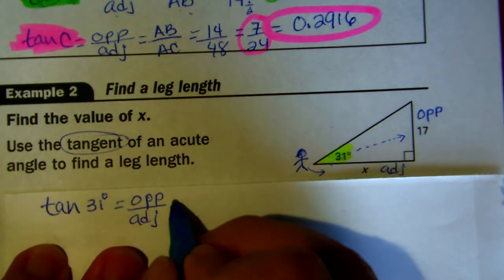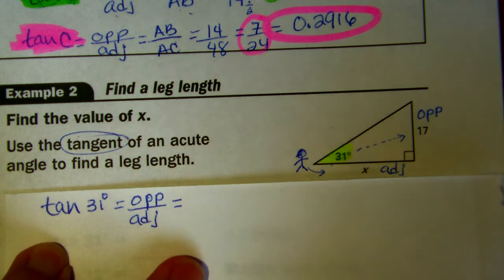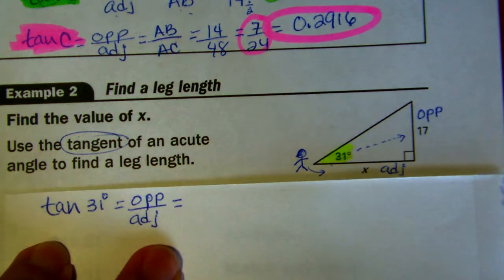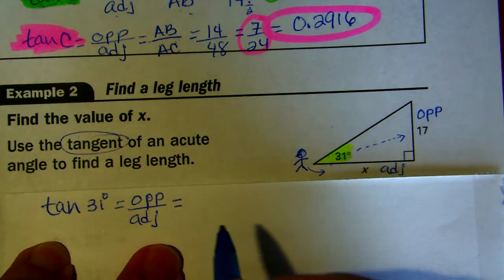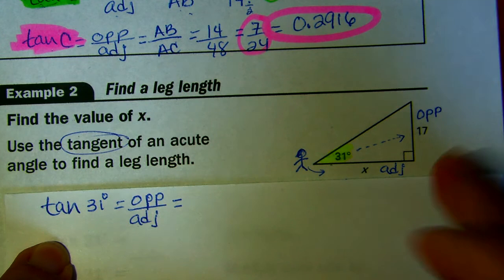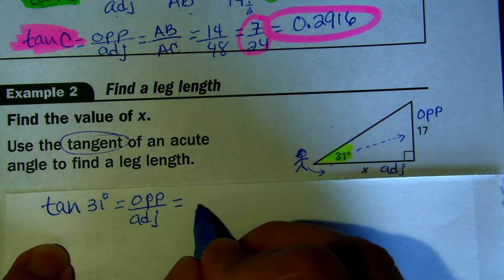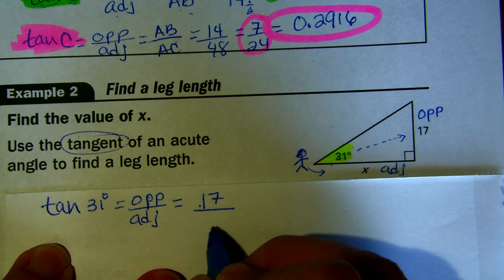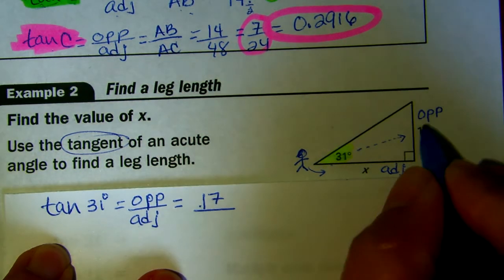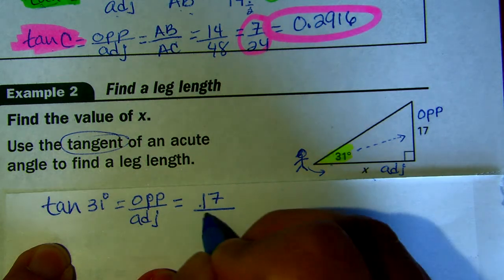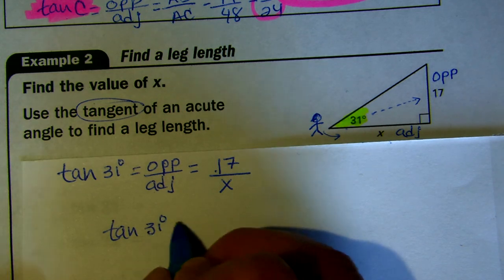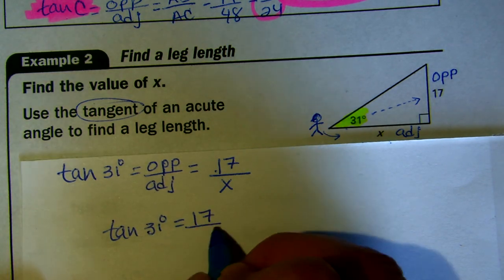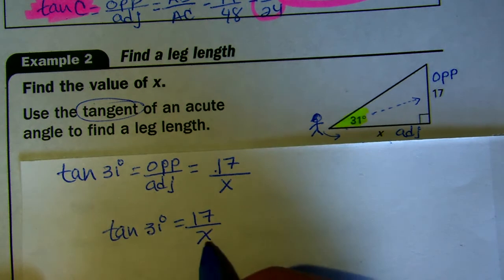Okay, now for this operation, we're going to need a scientific calculator. So I suggest that you go to the calculator in your Chromebook or the one that I send you on the link. I'm going to attach the link again. Let me get this one done. The opposite is 17 over, because this is the opposite, and the adjacent is x. Okay, so tangent of 31 degrees is 17 over x. We need to solve for x.